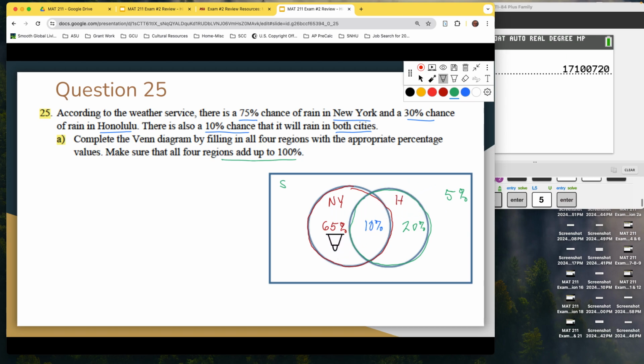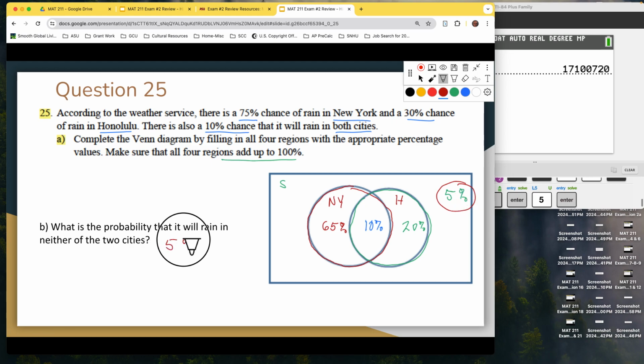So I can now answer some questions. What is the probability it will rain in neither of the two cities? It's not going to rain in either of them. That's right here, right? We're outside of both circles. That's only 5% there. You can answer that very clearly.